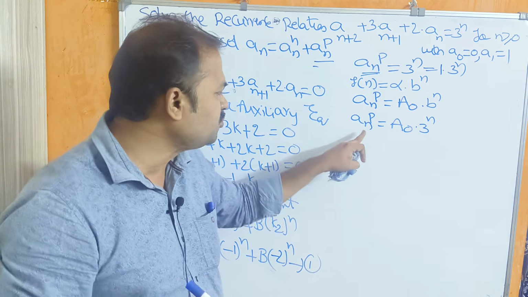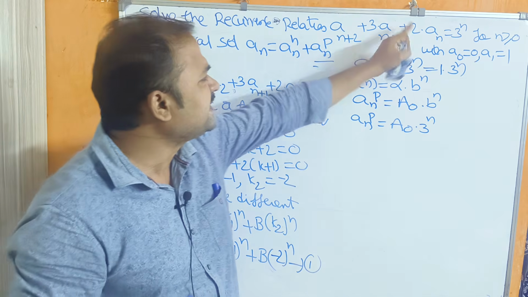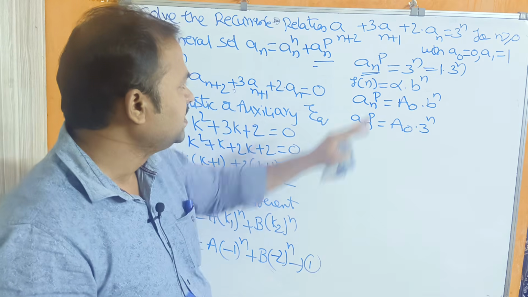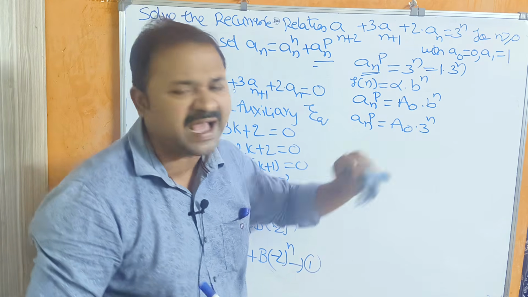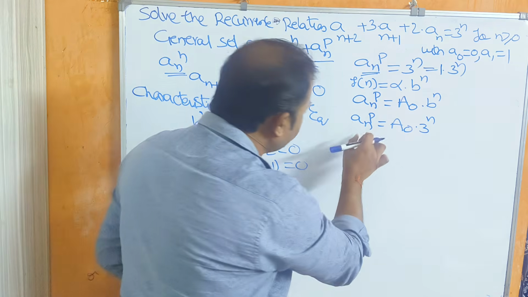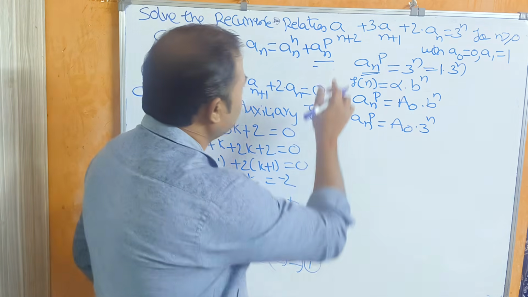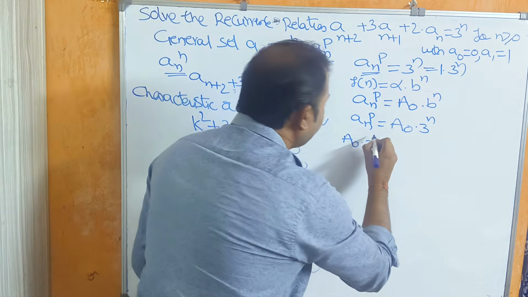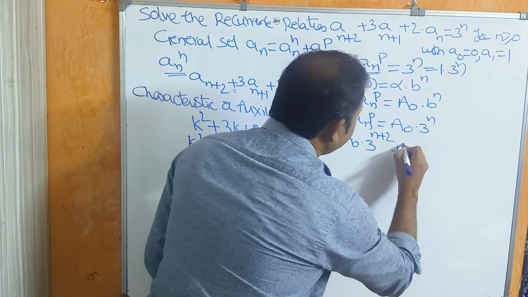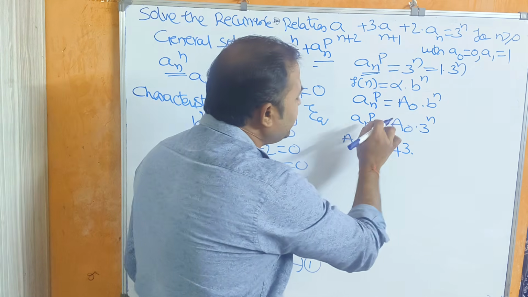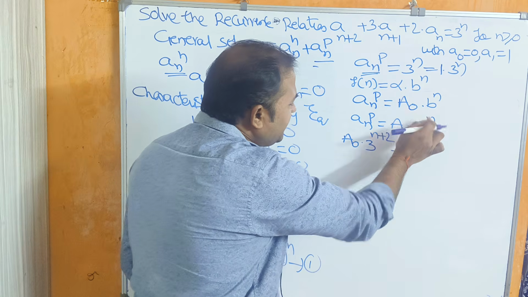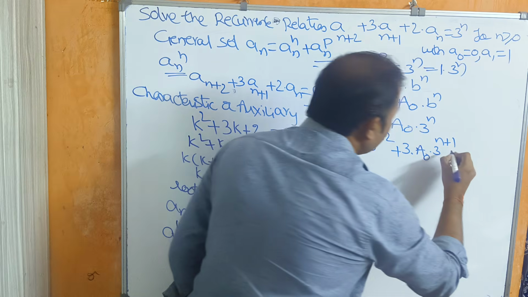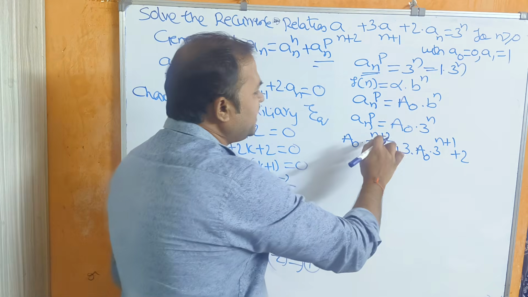So now we have to substitute a_n in the given recurrence relation. So a_{n+2} means in place of n we have to write n+2, and a_{n+1} means in place of n we have to write n+1. Now a_{n+2} means a_0 into 3^{n+2}, plus 3 into a_{n+1}, which means in place of n we have to substitute n+1, plus 2 into a_n, so directly we can substitute.